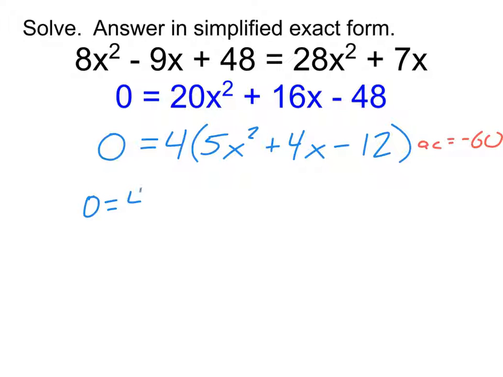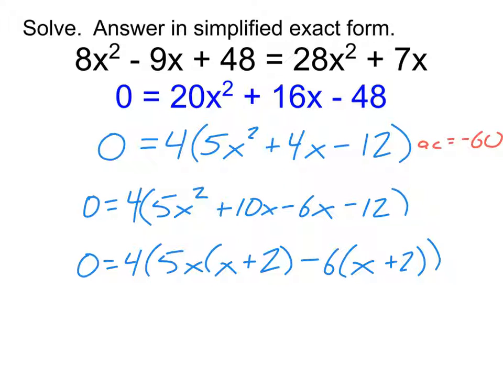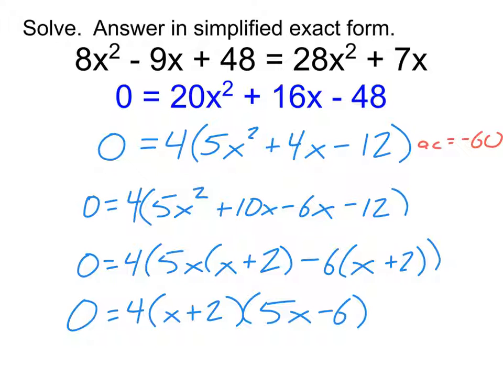So I'm going to have 0 equals 4 times. Now, the 5x squared is going to stay at 5x squared. I'm going to break my 4x into a positive 10x and a negative 6x. And then I can factor out of the first two terms and the last two terms. Now, if the 4 hanging out front is causing you a little bit of confusion, if it's a little bit too much going on all at the same time, remember, you could do this process separately, on the side of your paper to keep track of it, and then you could plug it in at that point. Either way, though, when you've factored out the whole thing, you should have 4 times x plus 2 times 5x minus 6.